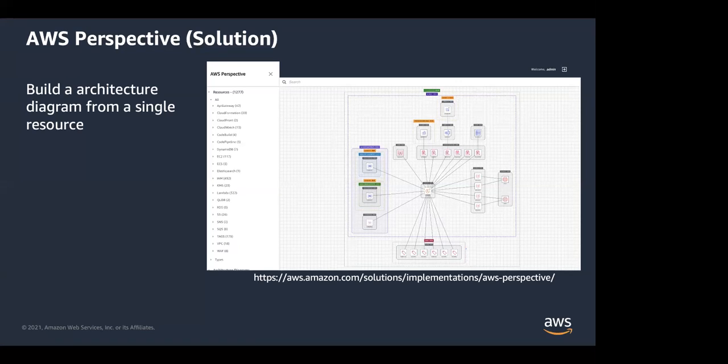But a lot of customers grow organically. They deploy an EC2 instance here and a database server there, and they don't really document well what's happening.